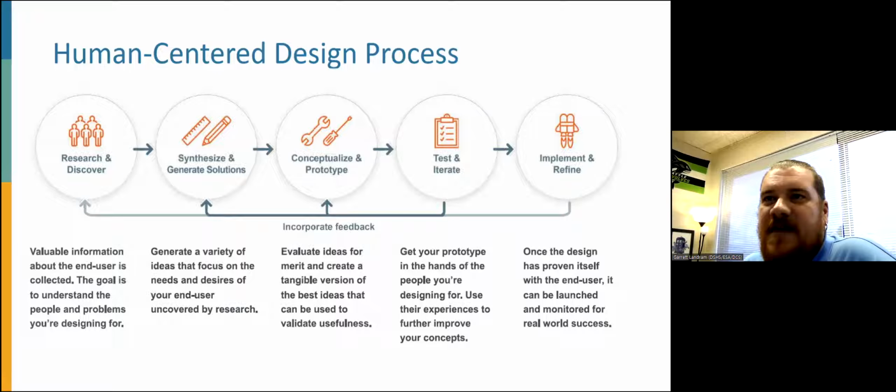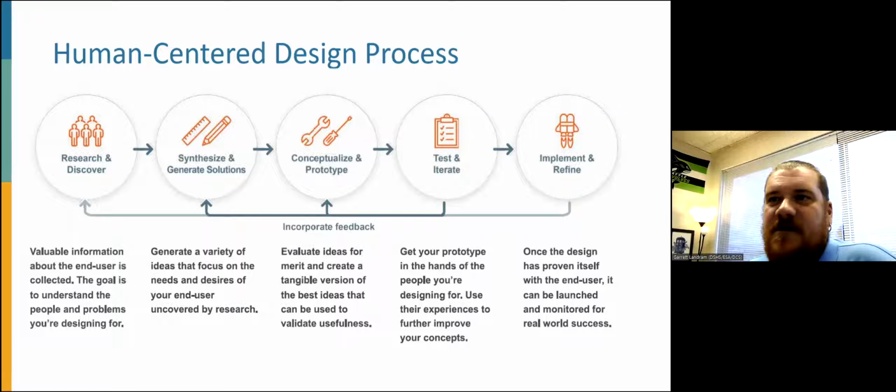So the first phase is our research and discover phase. In this phase, we're going to be gathering valuable information about our end users. The goal here is to understand the people and the problem you're designing for. The next phase is synthesize and generate solutions. Here you will generate a variety of ideas that focus on the needs and desires of your end users that you discovered during your first phase. Jessica will take you through an exercise in design thinking, which actually falls under this phase, synthesize and generate solutions.